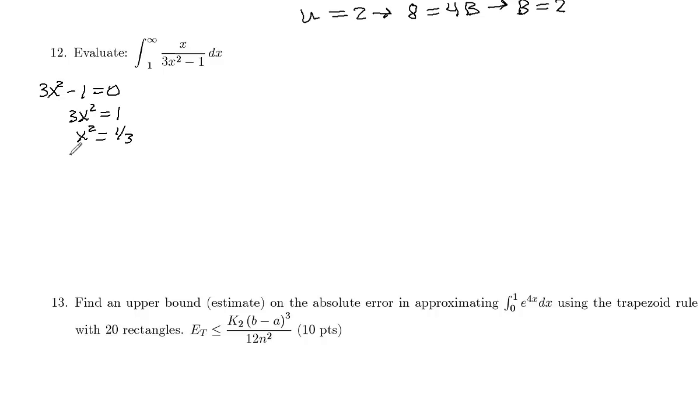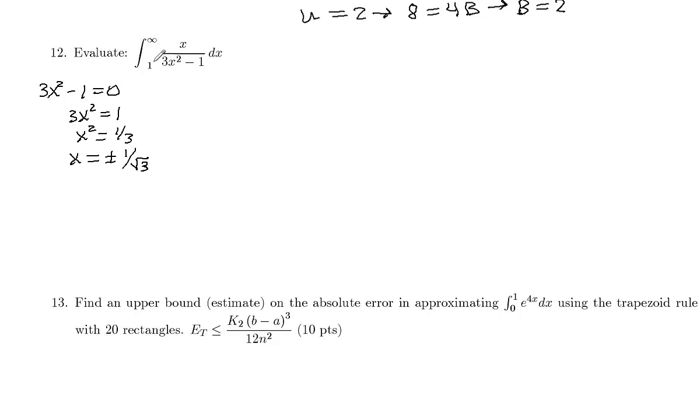and then take square roots. X is going to equal positive and negative square root. Root 1 on top is 1, and root 3 on the bottom. So plus and minus 1 over root 3, which is less than 1. Okay, so that's not inside the interval from 1 to infinity. So this is only improper at the one end.